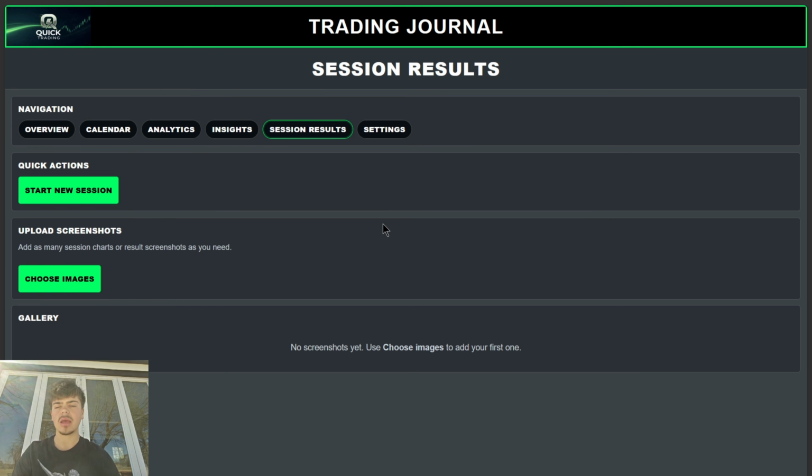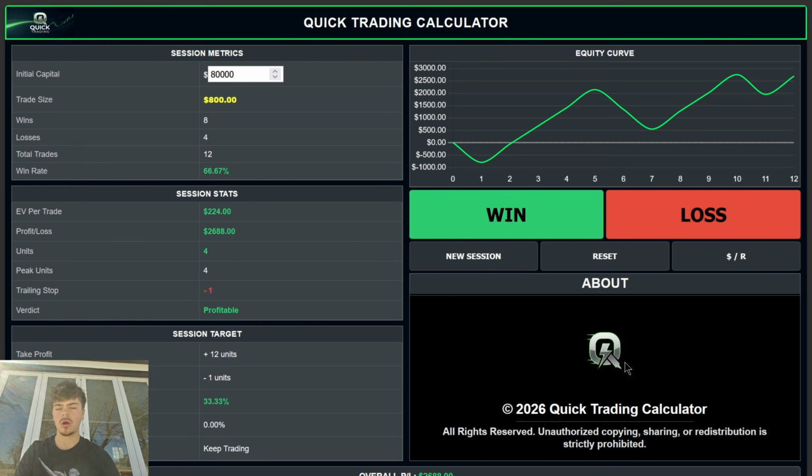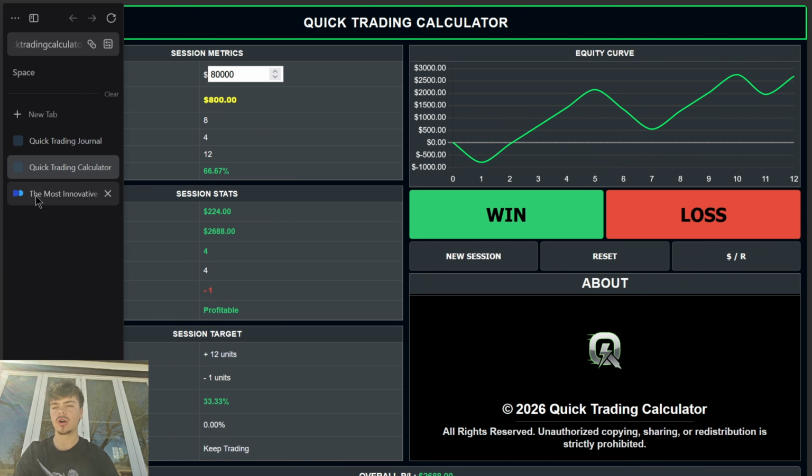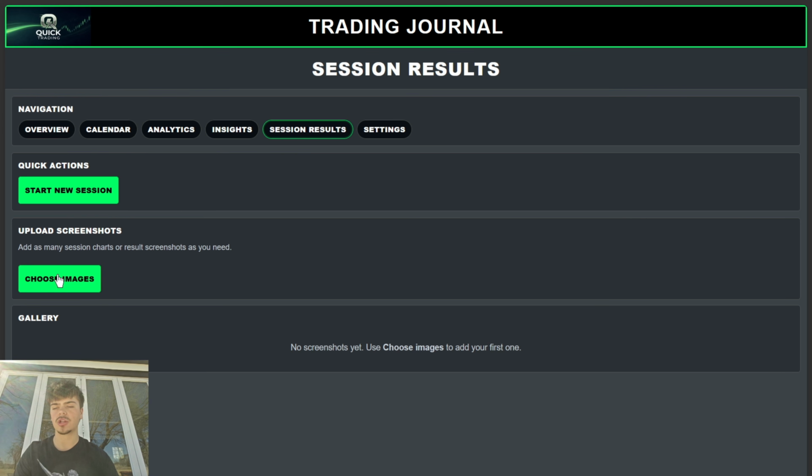Another cool thing is that you can go and take a screenshot of your session, right, of your quick trading calculator over here, and then you can upload that and document that inside of the quick trading journal over here.